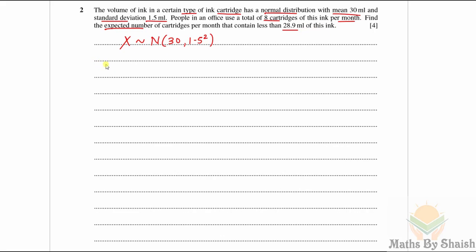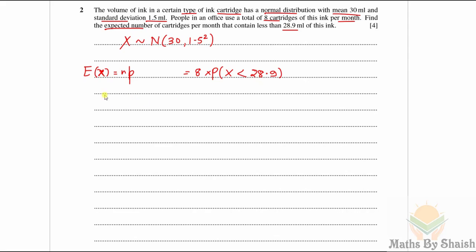So first of all, if it is the expected number, we know that the expectation of any binomial random variable is np, n into p. So we require this p, the corresponding probability. So the probability is that the volume of ink is less than 28.9. If we have this probability, then we only need to multiply with the number of cartridges, and that will give us the expected number of cartridges per month.